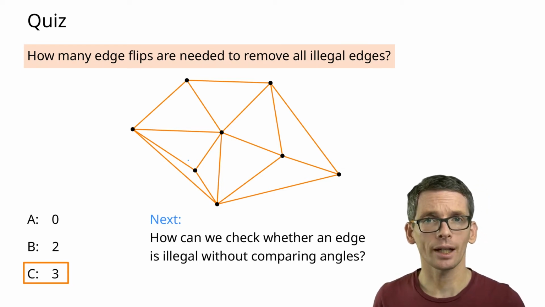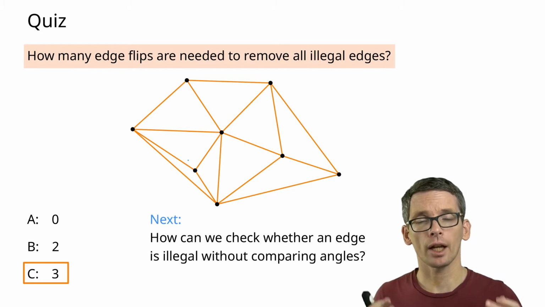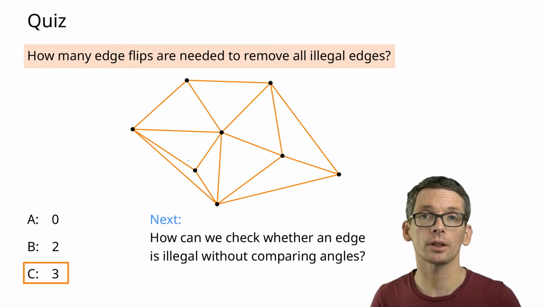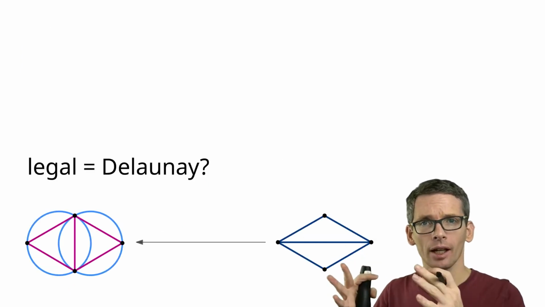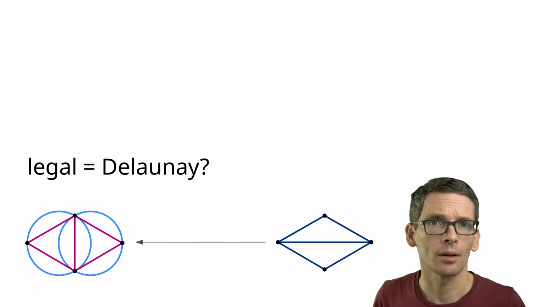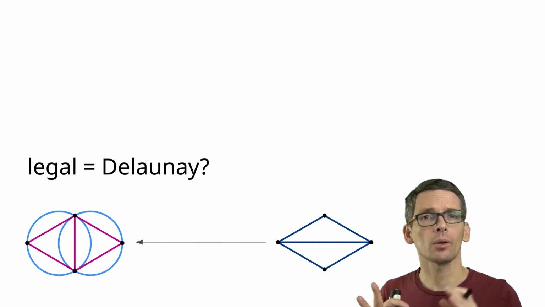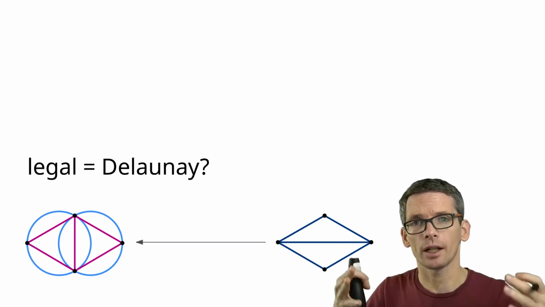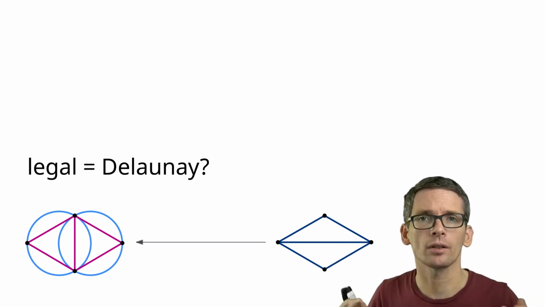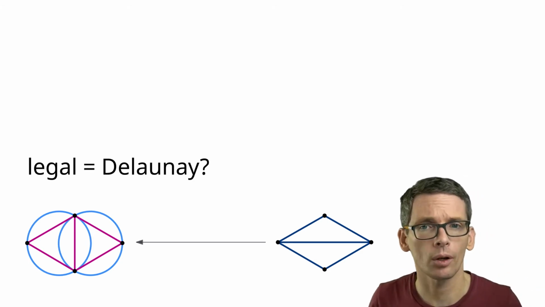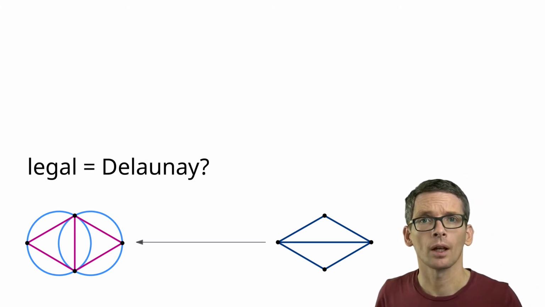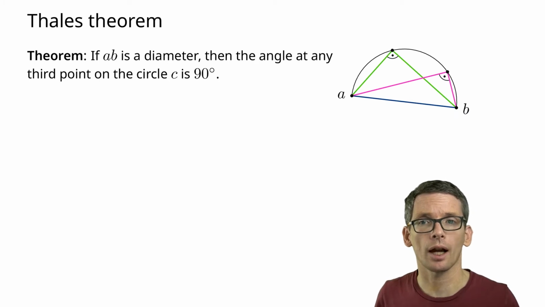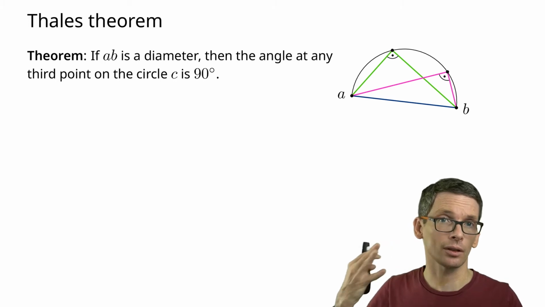So what we're going to look at next is how we can check whether an edge is illegal without explicitly comparing angles. We've seen illegal edges and characterized them by angles. Now we want to take a different perspective on illegal edges, and this will bring the concept of illegal edges and legal triangulations back to the concept of Delaunay triangulations. For that we start with Thales' theorem, which is a statement about angles and relates it to circles.